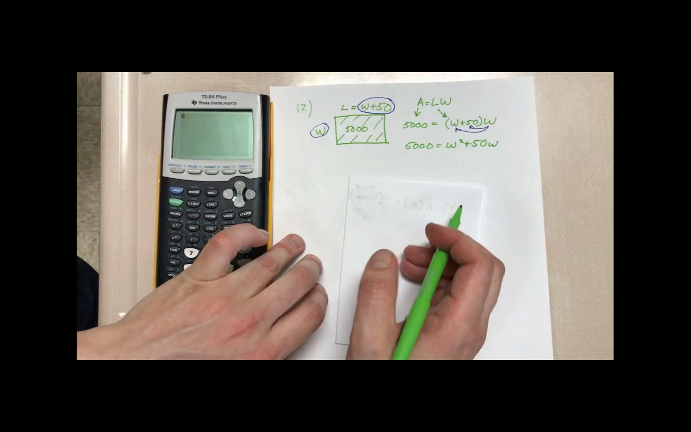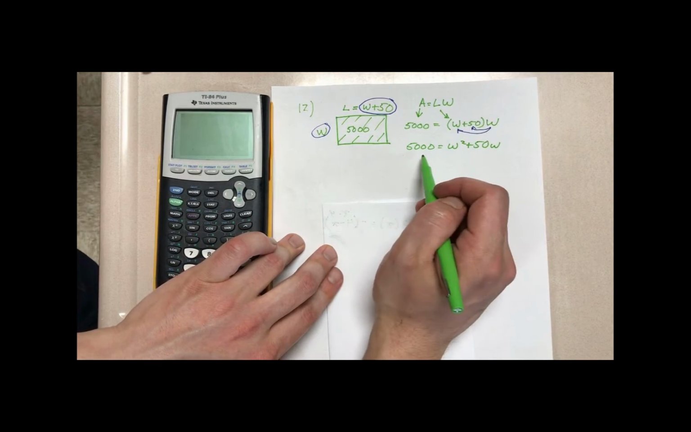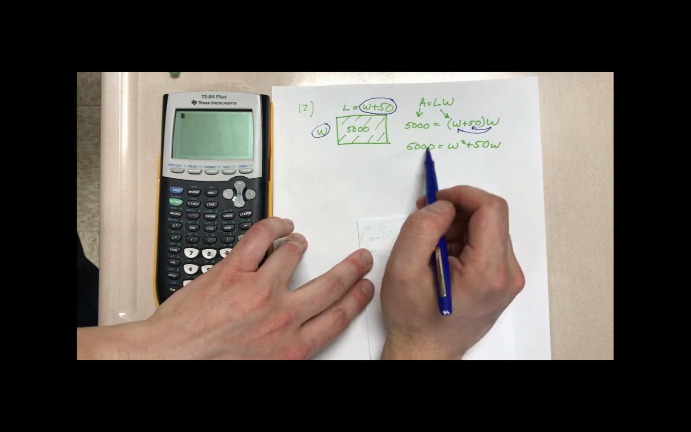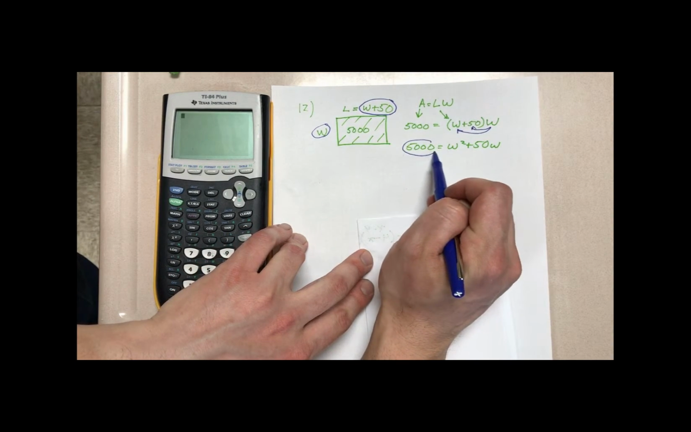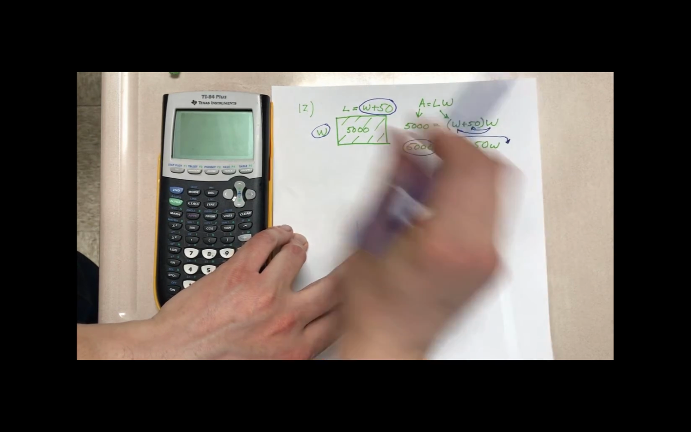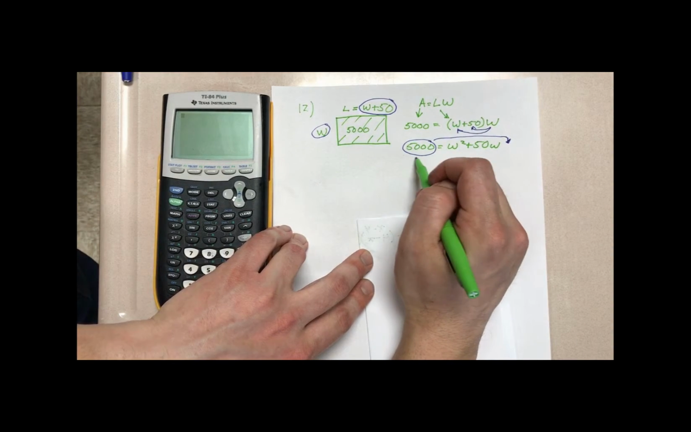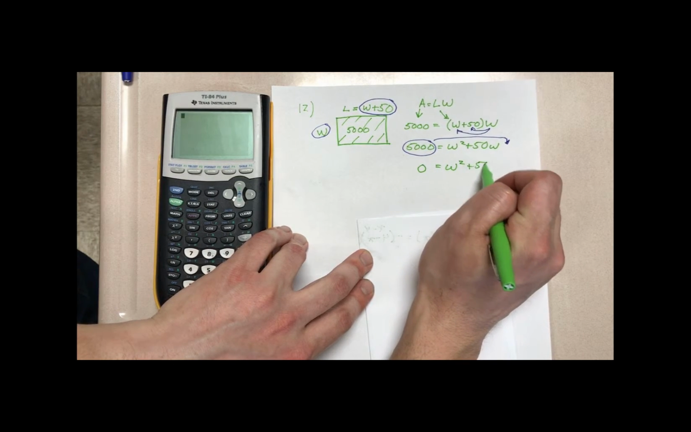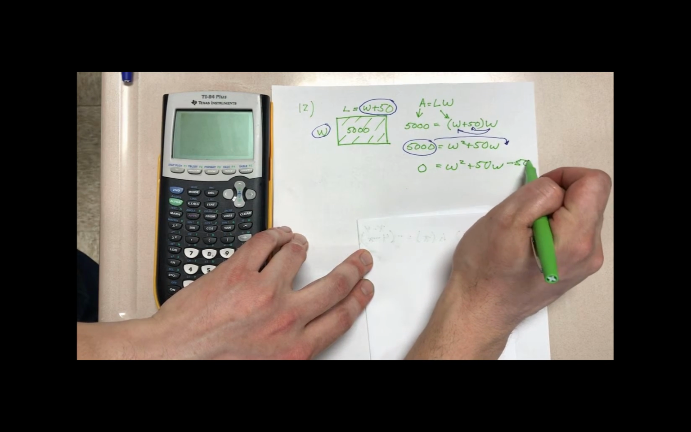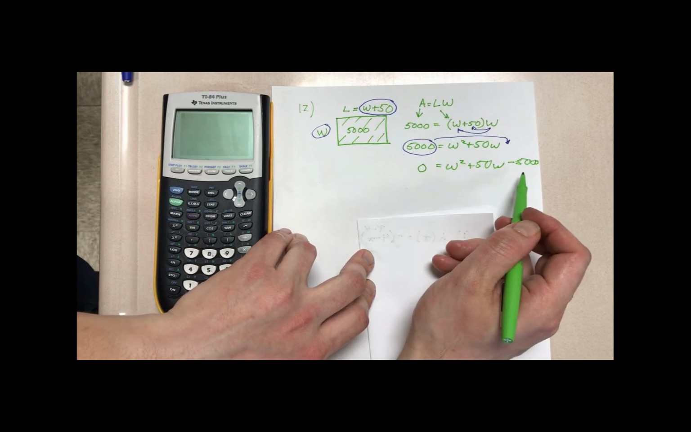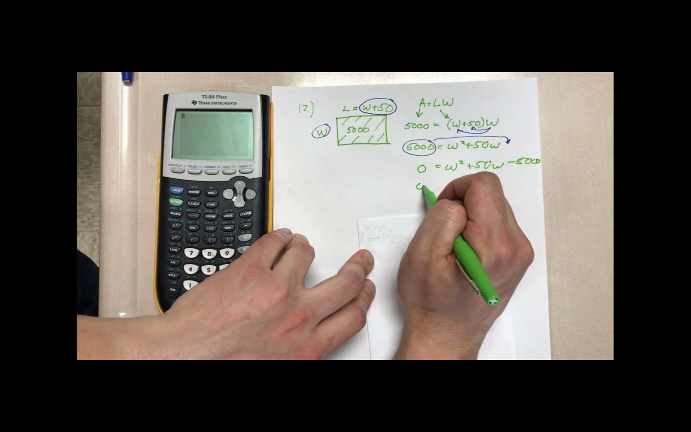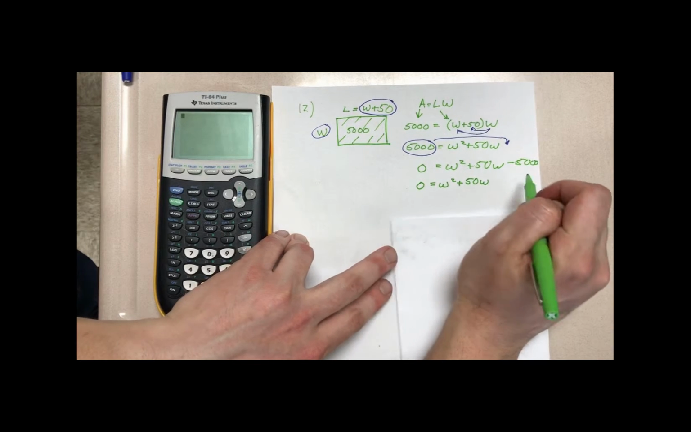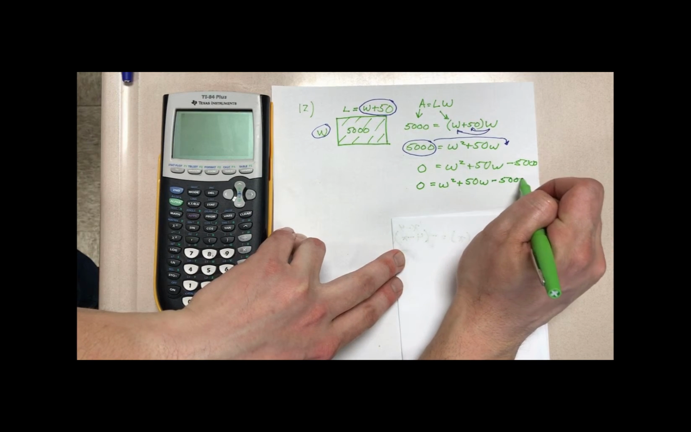Getting close. Now we just need to solve this thing. So we're going to go from that 5,000 equals W squared plus 50W. Remember, if we're solving quadratics, we have to make them equal to 0. So I'm going to take this 5,000 and we're going to move it over here. So when the 5,000 gets moved, it's going to turn into 0 equals W squared plus 50W minus 5,000. My bad, I wrote that so sloppy that I'm going to have to write it again. 0 equals W squared plus 50W minus 5,000.